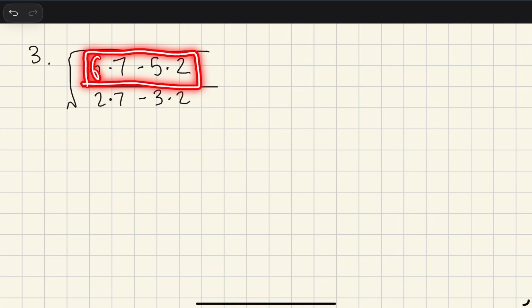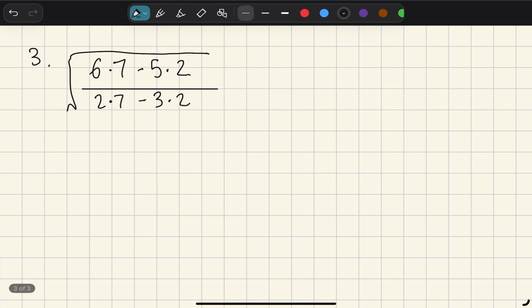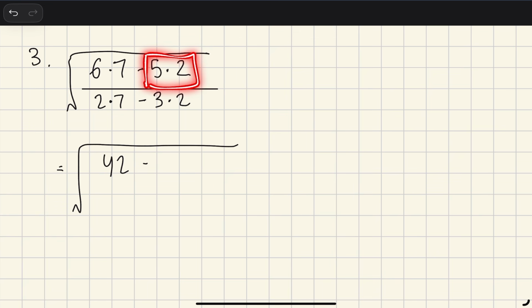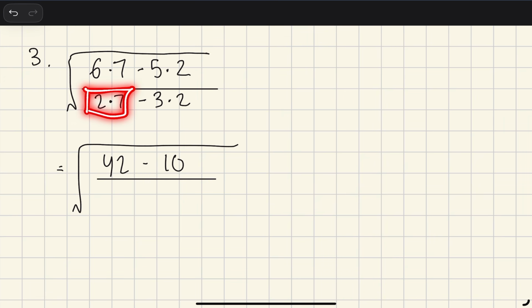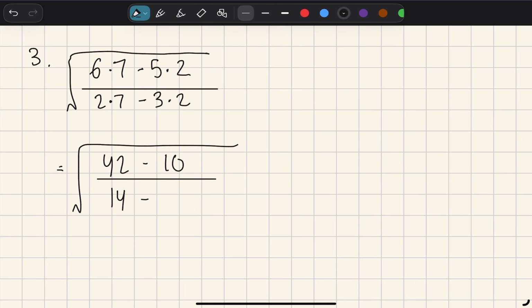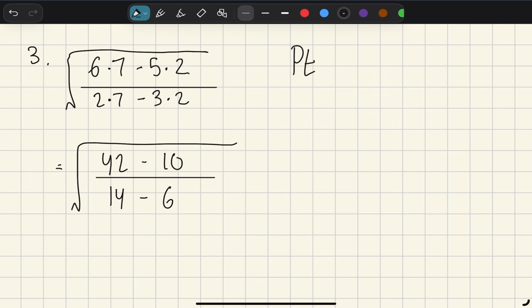Okay, so we have 6 times 7 first. So let's do that real quick. We have the square root of 42 minus, and then we're going to do 5 times 2, which is 10, over, and then let's do the denominator too. Why not? We have 2 times 7, because remember, multiplication comes first, so that's 14 minus, and then 3 times 2, which is 6, just like that. And if it does help, you should also write down the order of operation, right? PEMDAS, just like that. And then we're going to subtract.